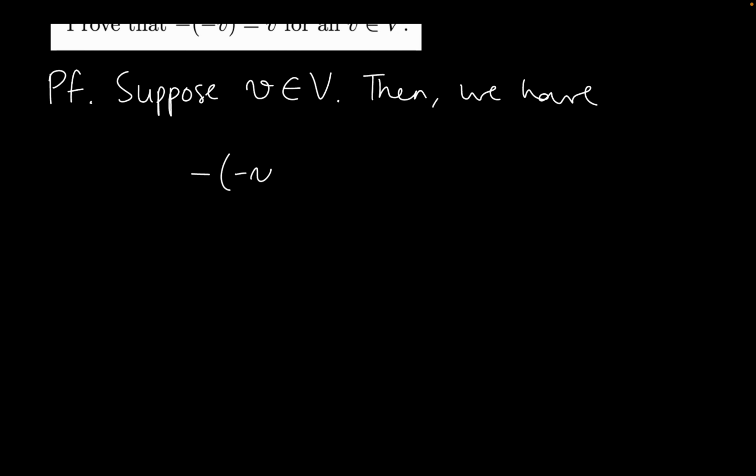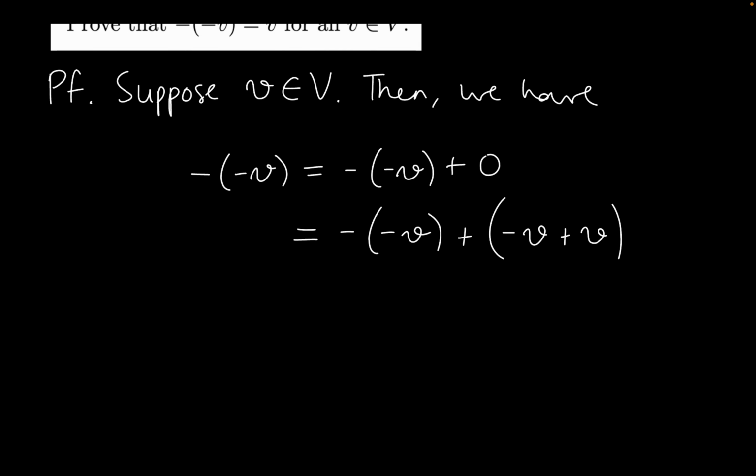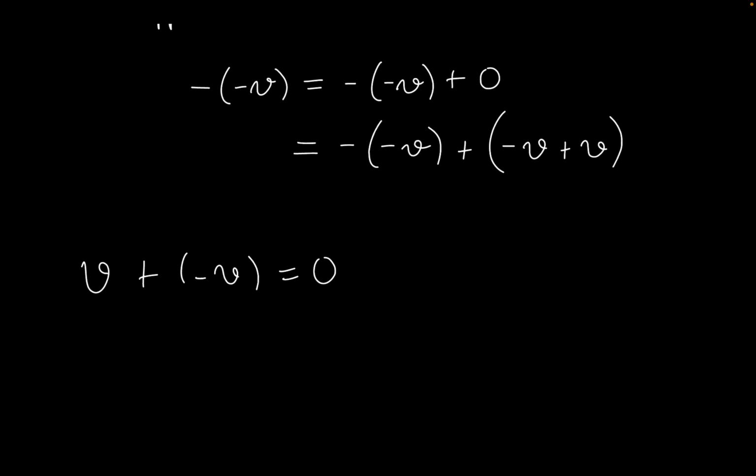So let's start with negative of negative V is equal to, well, by one of the axioms of a vector space, we know that we can write this as negative of negative V plus 0, where 0 is the 0 vector. And we can write this as negative of negative V plus negative V plus V, because 0 can be written as a vector and its additive inverse. And obviously V plus negative V is equal to 0, and since vector addition is commutative, we have negative V plus V is equal to V plus negative V is equal to 0.